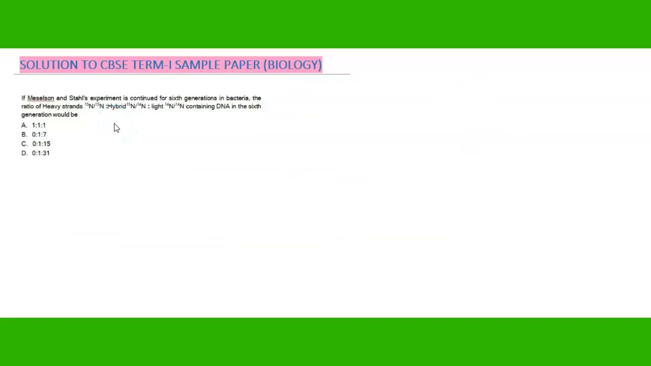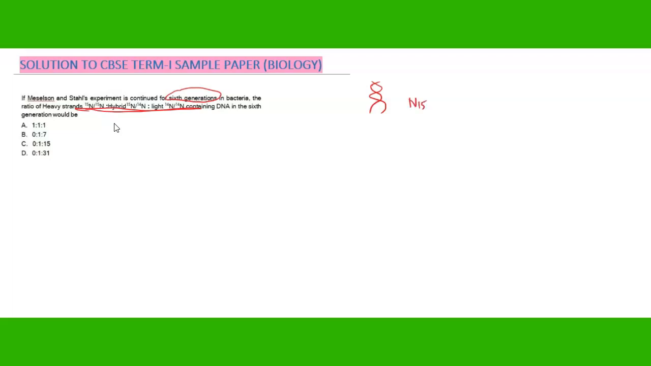The next question is one which you have not done in the class earlier, but it is important. If the Meselson and Stahl experiment is continued for 6 generations, because we generally talk in class about 2 to 3 generations, but here they have given a question on 6 generations, and they are asking, at the 6th generation, what would be the ratio of the N15 by N15, hybrid and the light DNA. Now remember, I will be telling you the logic and also a trick, so stay tuned.